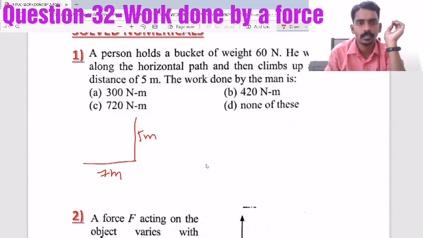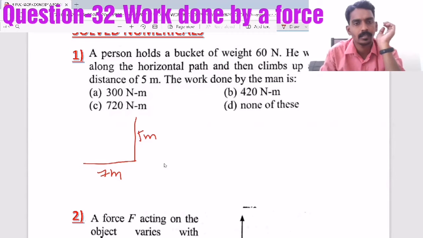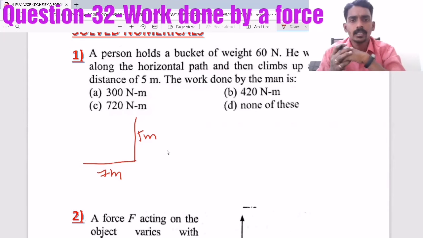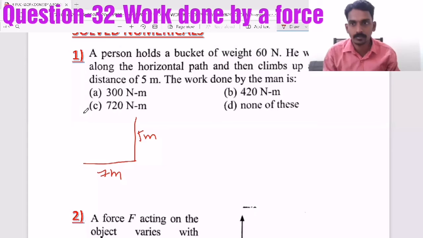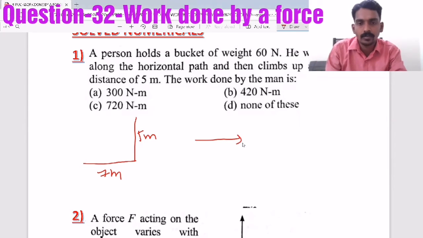See here, the work done by the person is... In this case, while moving horizontally for a horizontal distance of 7 meters, he will apply the force upward, so that theta is 90 degrees. So work done is 0 because cos 90 is 0.